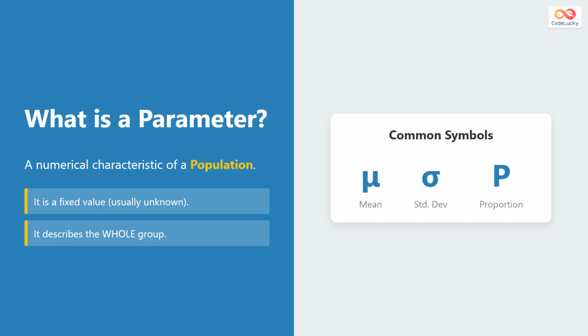A parameter is a numerical value that describes a population. Think of it as a fixed truth about the entire group. For example, the true average height of all people on Earth is a single, specific number. However, because populations are so huge, we usually do not know the true value of a parameter. We represent parameters using Greek letters like mu, sigma, and capital P.